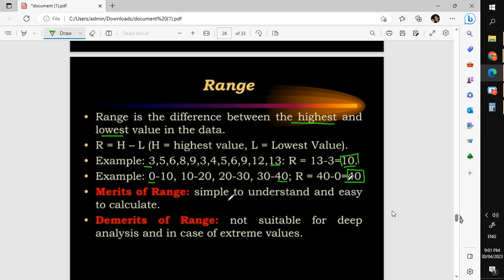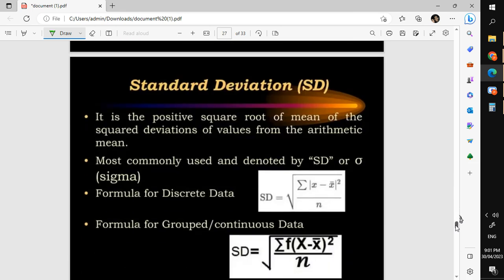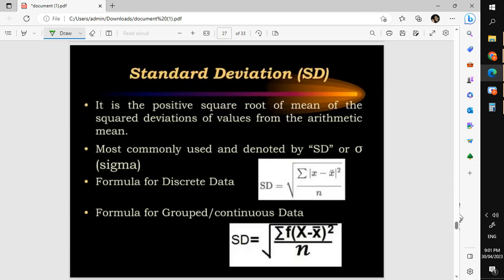That's why its advantage is it's simple to understand and easy to calculate. I think this is one of the easiest measures that you will be calculating. Pero, this is not suitable for deep analysis and in case of extreme values. Kung naanay mga dinaggo kaayo na mga value, it's not recommendable. Okay? Now, let's proceed to the standard deviation.